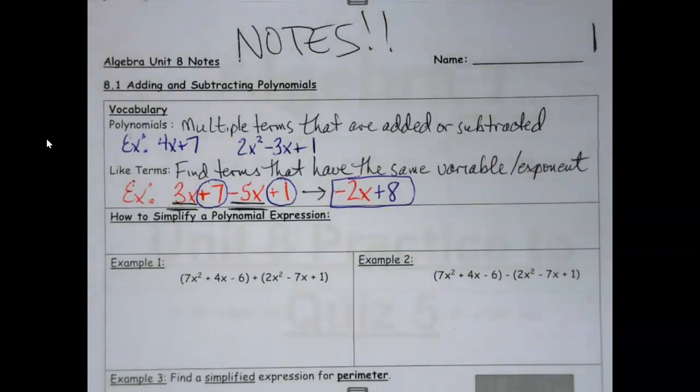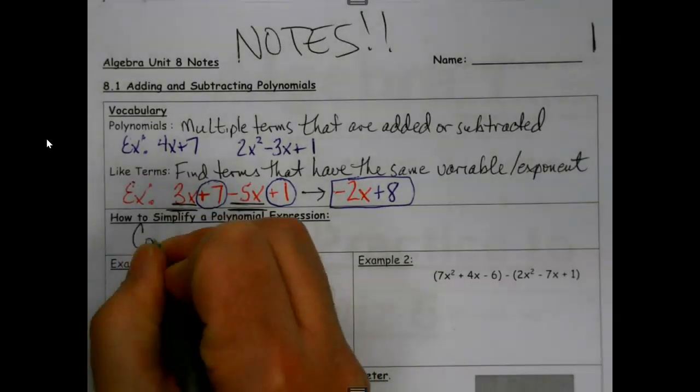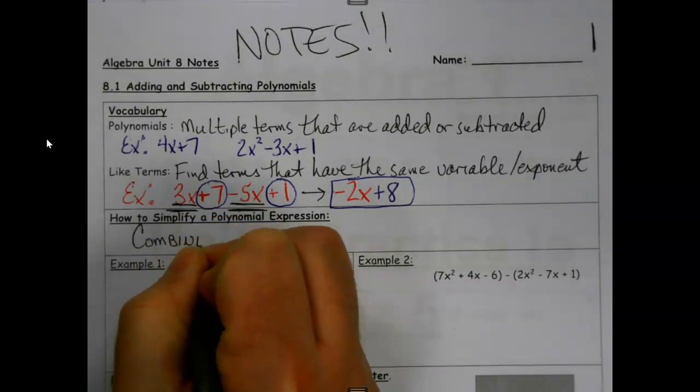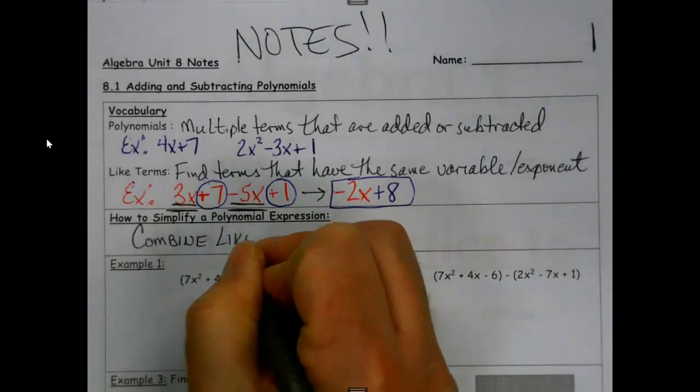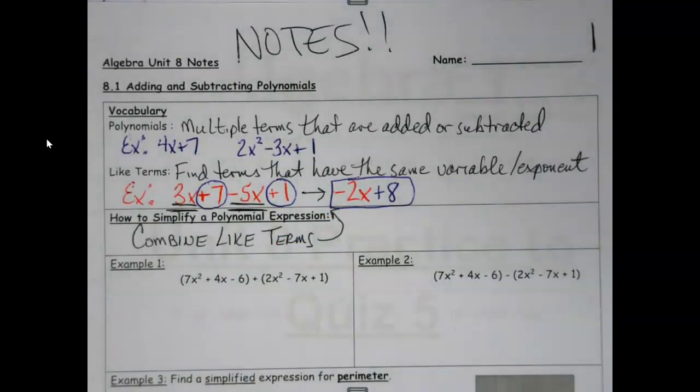Wait. Yeah. Why are example 1 and example 2? I'll explain. They're not exactly the same. There's one slight difference. So when we're simplifying a polynomial expression, all it is, you're going to combine the like terms the same way that we did up in this example.